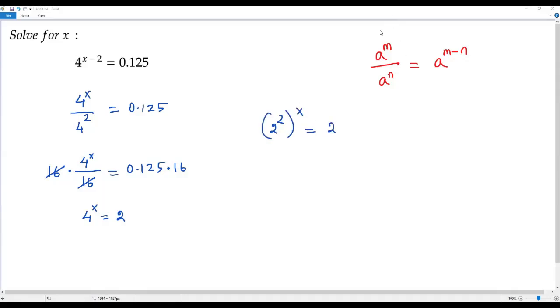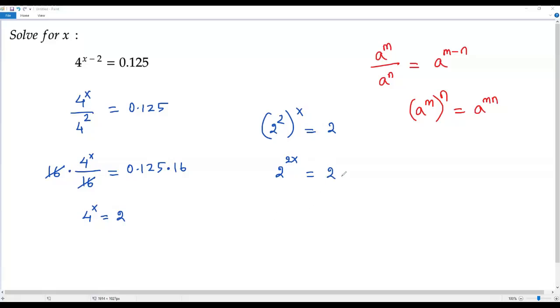Now let's consider the power of a power rule of exponents, that is a to the mth power, whole to the nth power. Here we have the base a with exponent m, and for the complete expression we have exponent n. Whenever we have two exponents like this, we can multiply the two exponents m and n. The same rule I'm going to apply here, because here we have base 2 and exponent 2, and for the complete expression we have the exponent x. So we multiply the two exponents: 2 times x is 2x, equals 2.